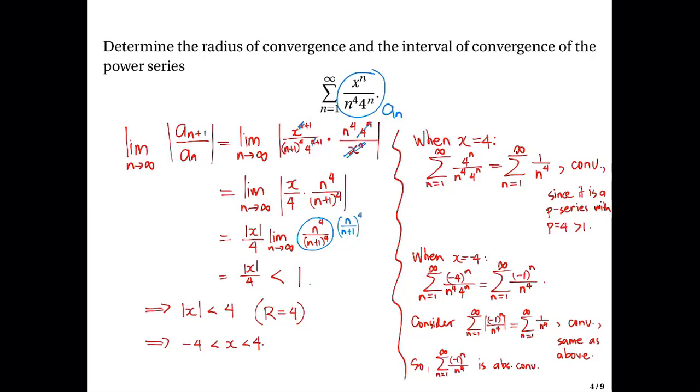So therefore, all in all, the interval of convergence, the IOC, is the closed interval -4 up to 4. Question?